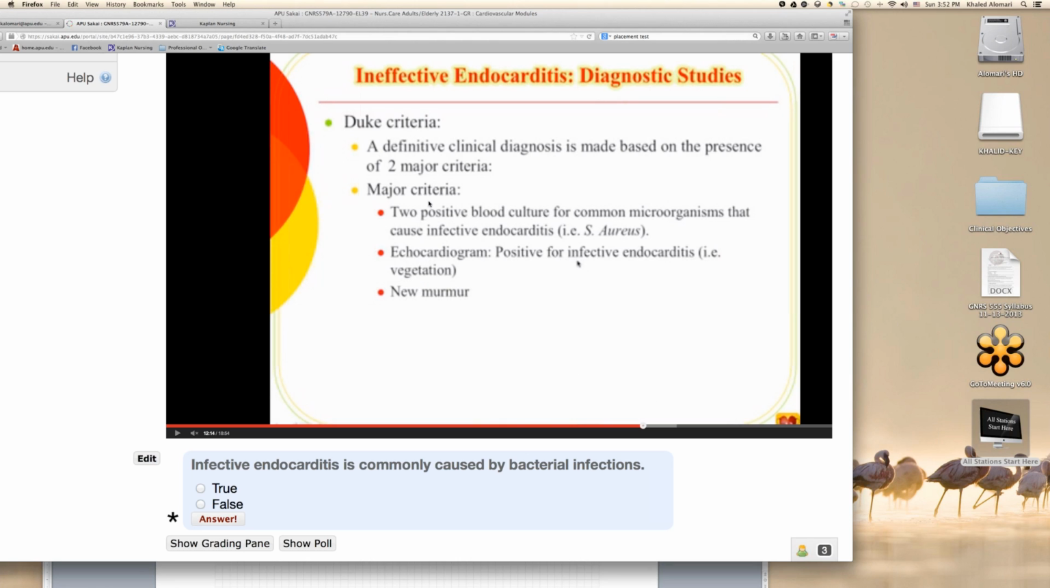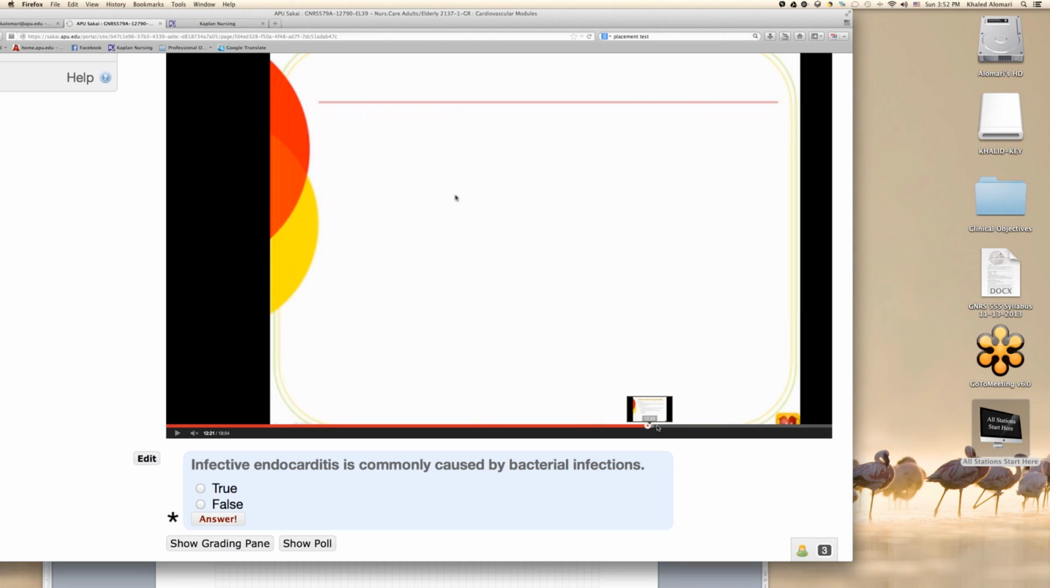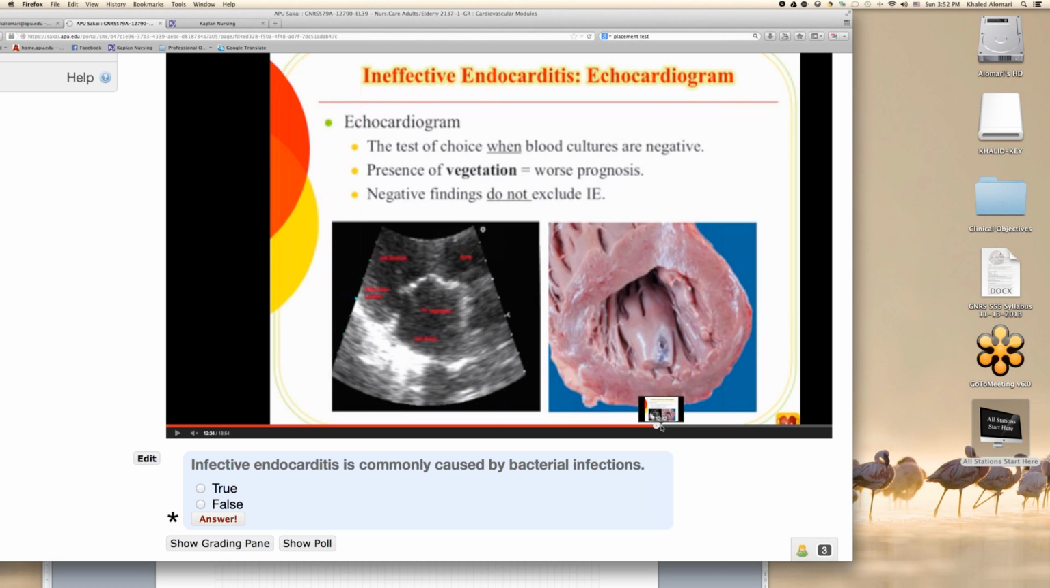So you don't have to memorize it, but you have to know that this is an infection in the blood, so blood culture helps. If there's a growth, it will be seen as vegetation, and if it affects the valve, then you will hear a murmur in physical examination.